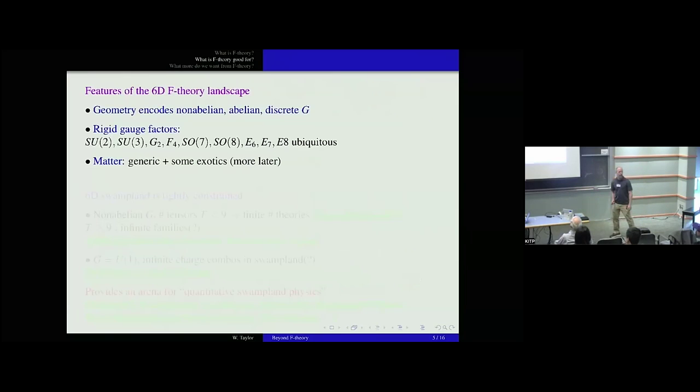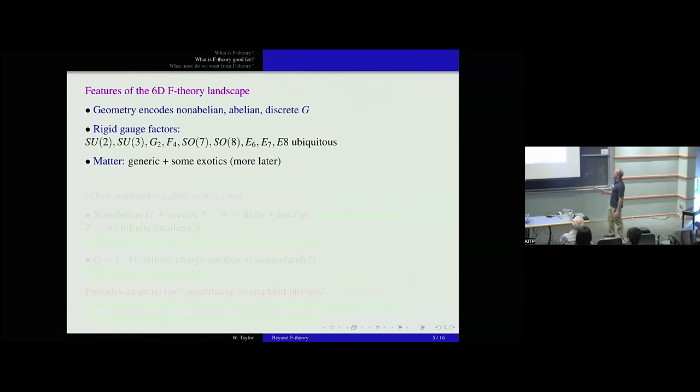Let me just say a couple things about the 6D landscape. Again, geometry encodes non-abelian gauge groups. Abelian gauge groups are a bit more subtle. They have to do with the Mordell-Weil group. There are discrete groups having to do with even more mathematically subtle things that the algebraic geometers study, the Tate-Shafarevich and Dai-Châtelet groups.